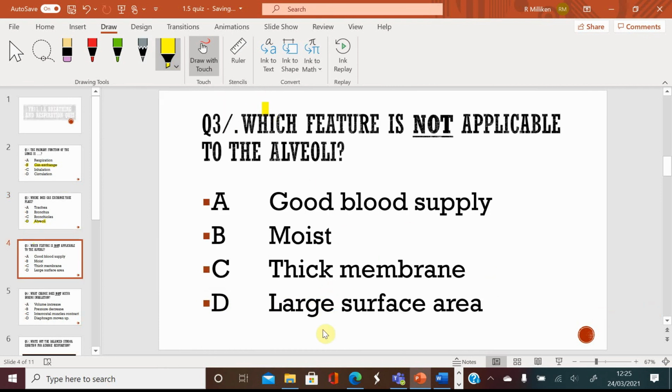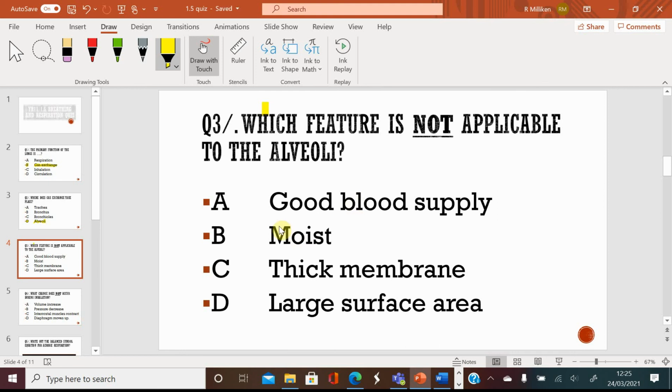Next then, which feature is not applicable to the alveoli? Does it have a good blood supply? Yes, it does, and that enables a concentration gradient to be maintained. Lots of carbon dioxide coming to the alveoli to then get exhaled, and lots of oxygen being picked up by the blood on inhalation.